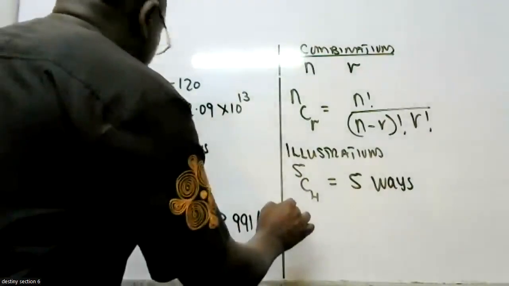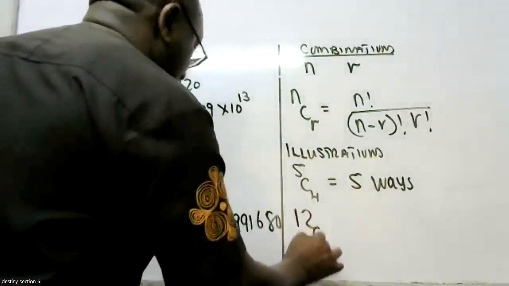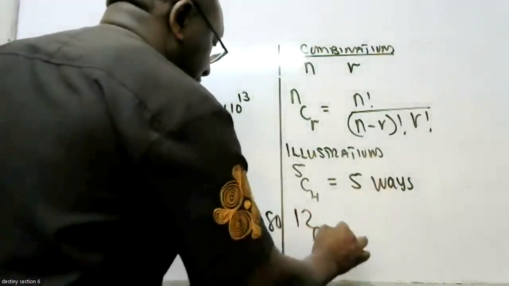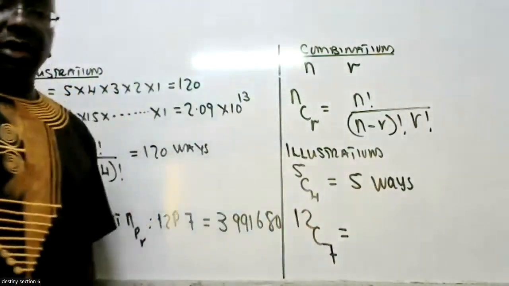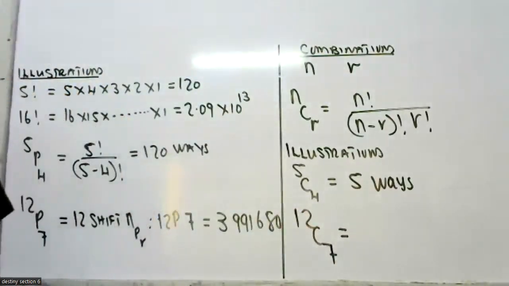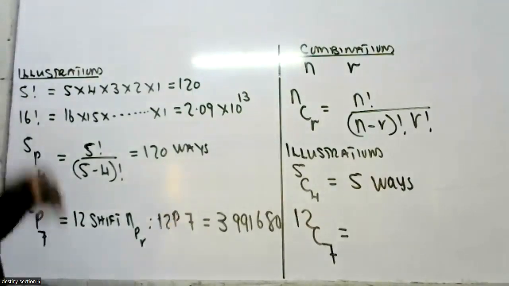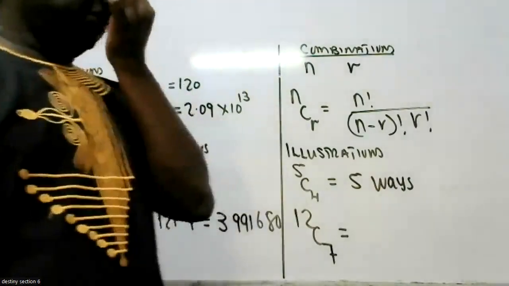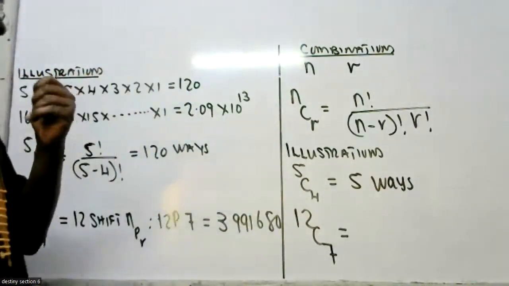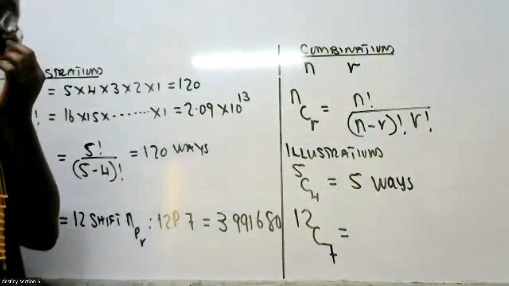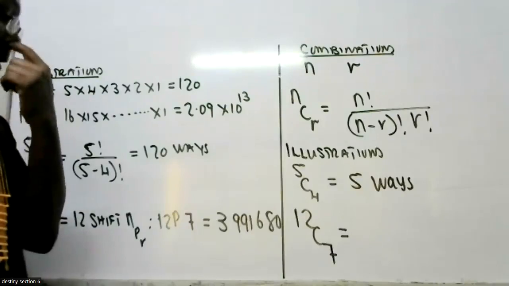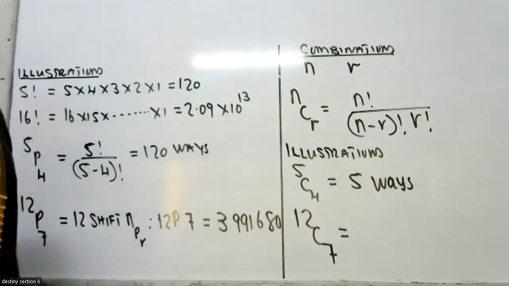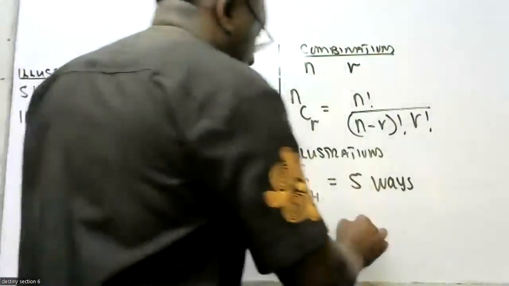The same thing I would like you to do for 12 combined 7. So press 12, press shift, and press nCr, press 7, equals. 792.